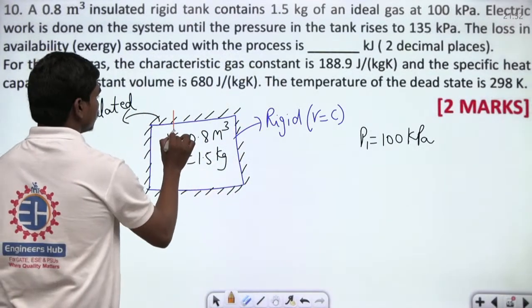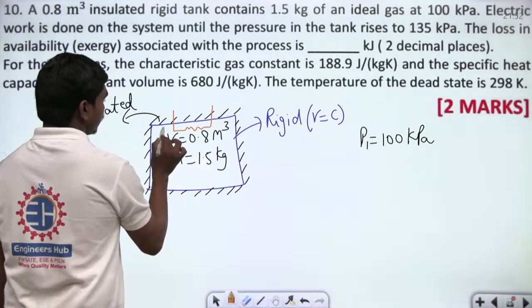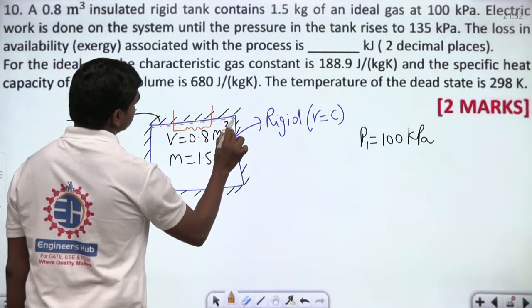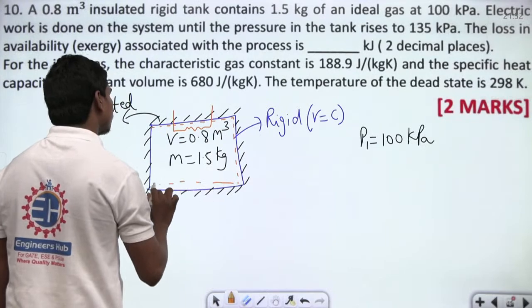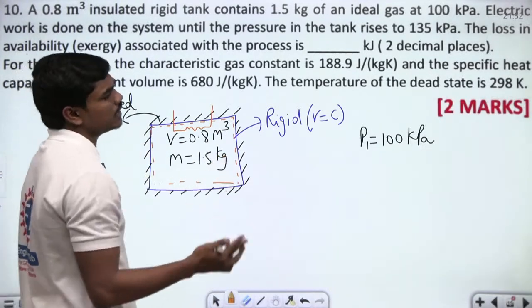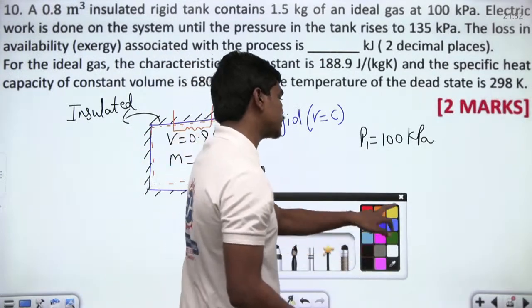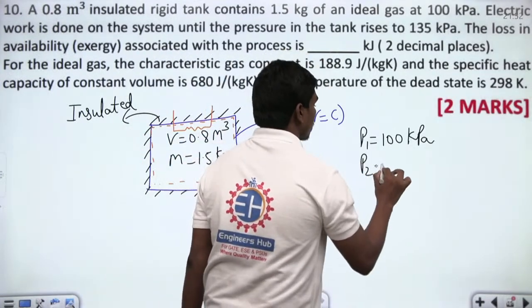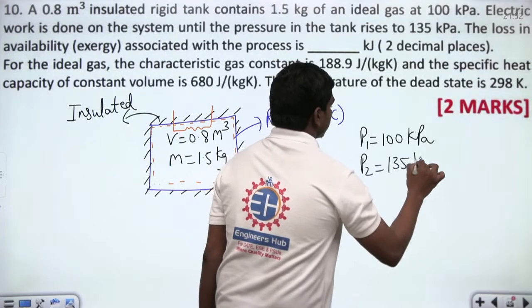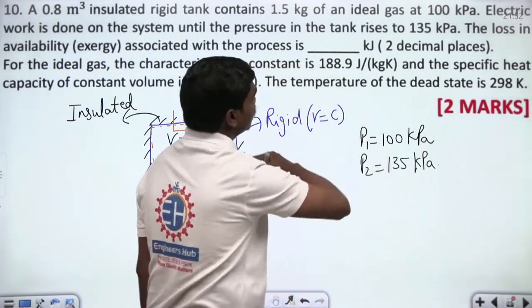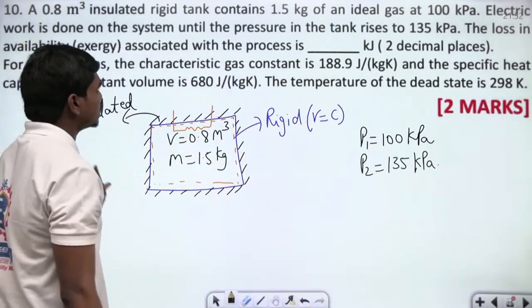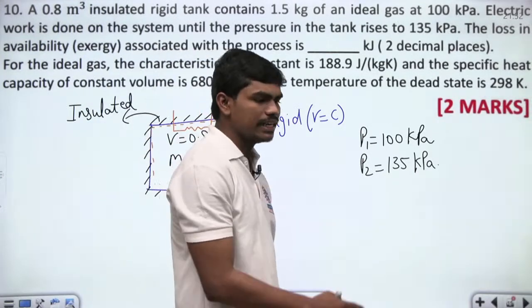So let us suppose there is some resistor, and if this is your system, then you can say some electrical work is being done on your system. So finally, because of the heat generated internally, definitely there will be some pressure rise, and it's clearly given: your pressure rise P2 is equal to 135 kilopascals. Next, the lost availability or exergy of the system associated with this process, in kilojoules, of course.